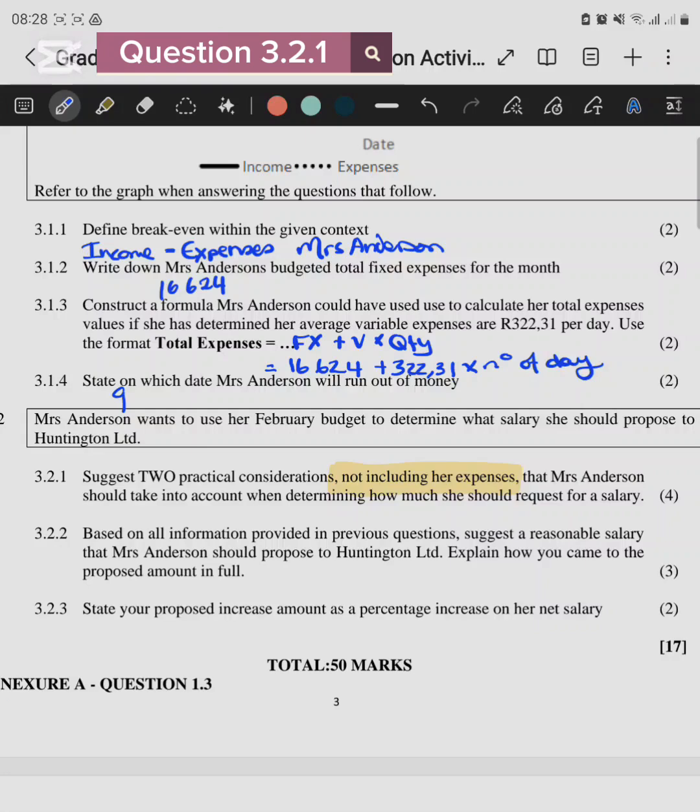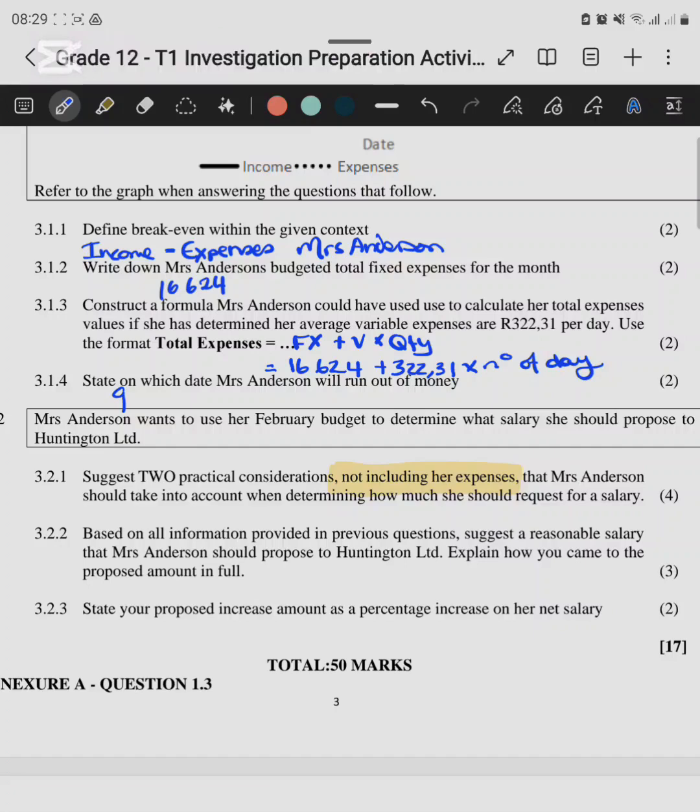You could also say things like she should consider company finances, because can the company afford to pay her more? Obviously, if they can't and they're struggling financially, they're not going to offer her a big increase. Those types of considerations. You can't be talking about things like the cost of medical aid or the cost of groceries going up, because that is now talking about her expenses, which they say not including. Inflation is okay because it's a more generalized term, but it is bordering on talking about expenses as well.